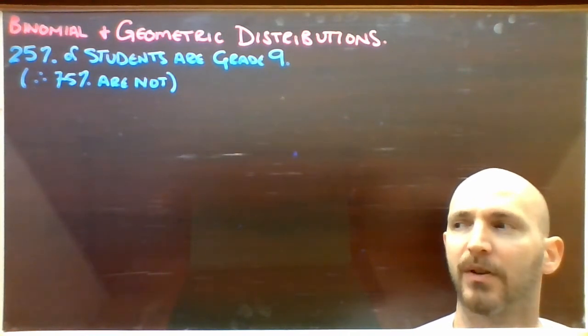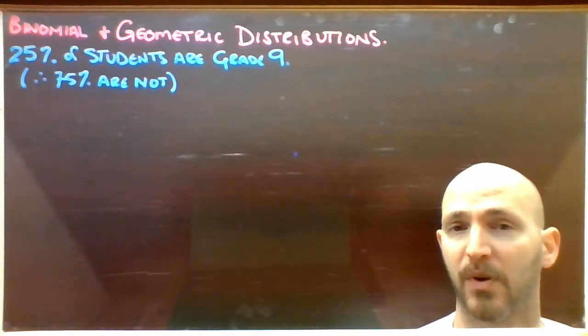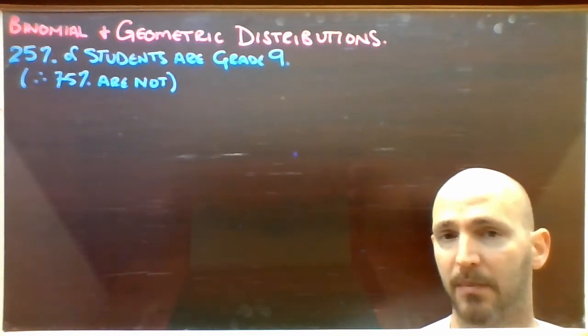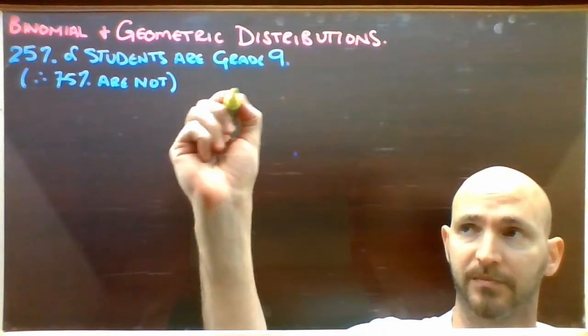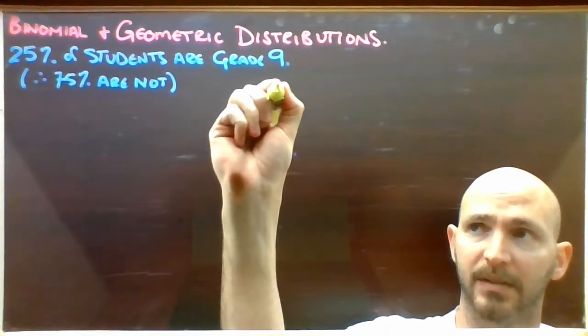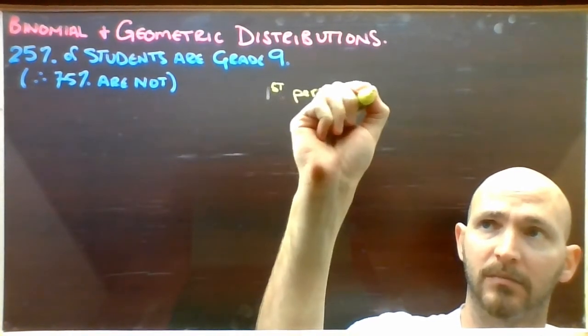If I wondered what the probability of the first person I asked not being in grade 9, well, that's easy. That's just 75%. So first person, 75%.